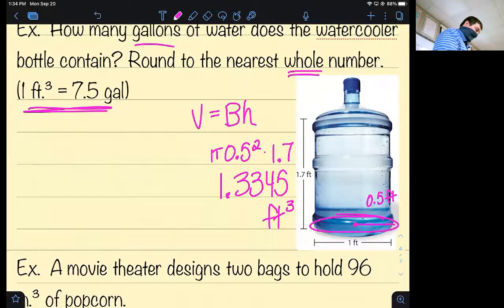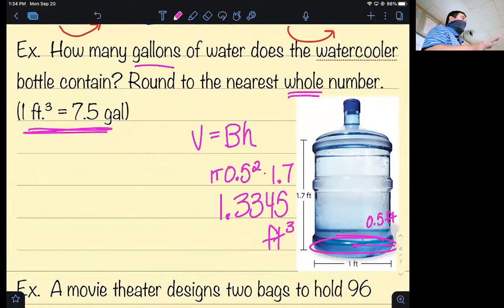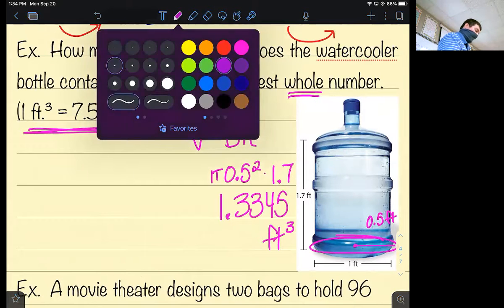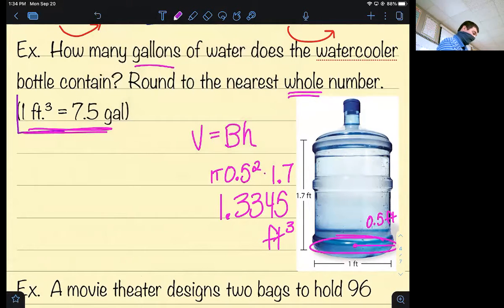Now, that's not the answer. And even 1 isn't the answer. I know it wants the nearest whole number, but it wants the number of gallons. So I need to convert that. Every single cubic foot is equal to 7.5 gallons. So if 1 cubic foot is equal to 7.5, 1.3345 would be equal to how many, Lizzie? And what am I doing?